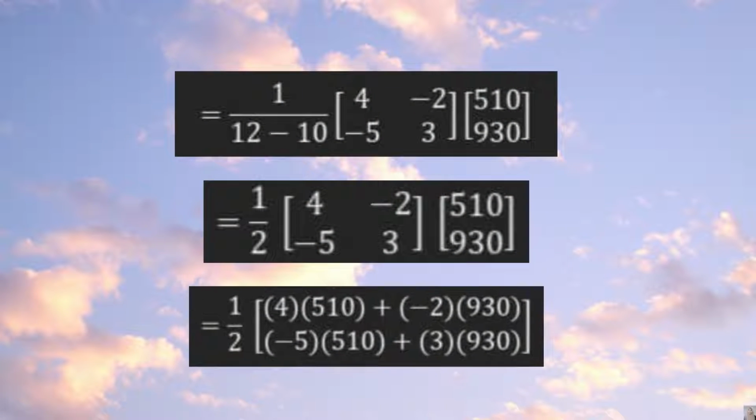At the same time, to find the adjoint of A, we need to interchange 3 and 4. 2 changes to negative 2 and 5 changes to negative 5. Then 12 minus 10 gets 2, so the determinant is 1 over 2. Next, we move on to find A inverse. Besides that, we need to do the multiplication: 4 multiply 510 plus negative 2 multiply 930. Next, negative 5 multiply 510 plus 3 multiply 930.